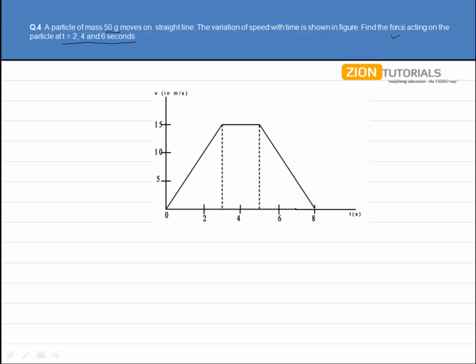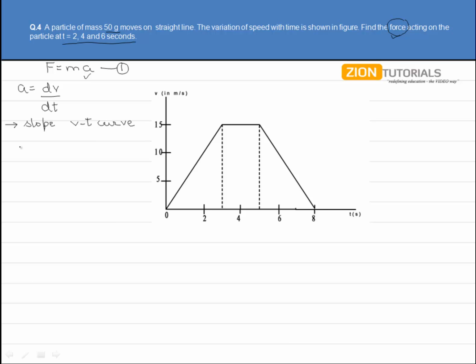Now since they have asked for the force in the question, and we know that force is equal to mass into acceleration, if we somehow manage to find the acceleration of the particle, we can easily find the force applied on that particle at that time. So, a equals change in velocity with respect to time, which we can also get by the slope of the V-t curve at time t.